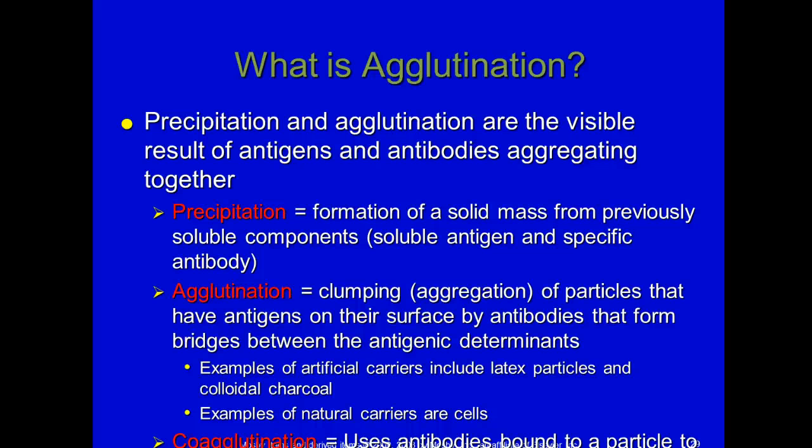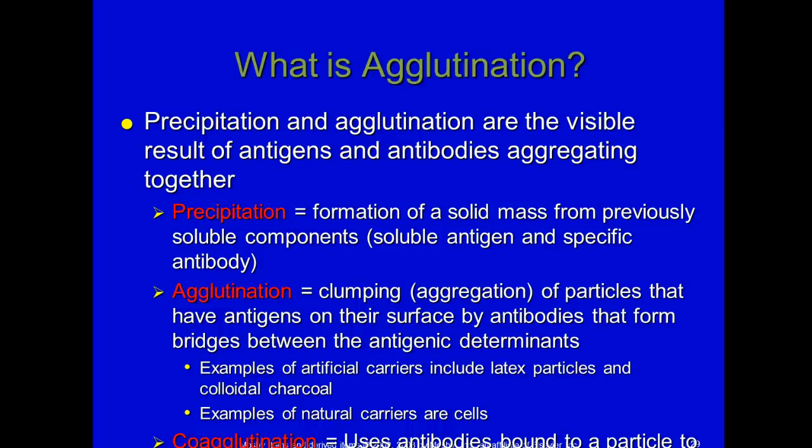The first one is precipitation. This is formation of a solid mass from previously soluble components. Soluble means that they're in a liquid, you can't see them. A soluble antigen and a specific soluble antibody come together and create clumping that we can see. And it's very fine precipitation.